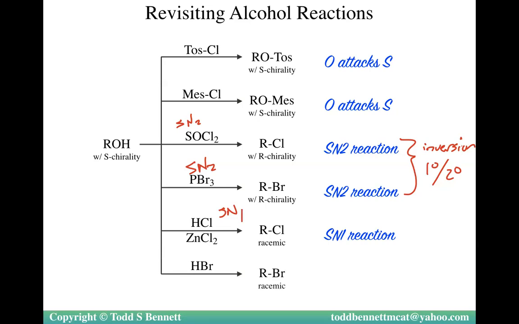HBr, same sort of thing. You can add the H here, tertiary, take it off. So that's also an SN1 reaction. So for the SN1 reactions, again, just note that you get racemic, and that it is observed with tertiary.